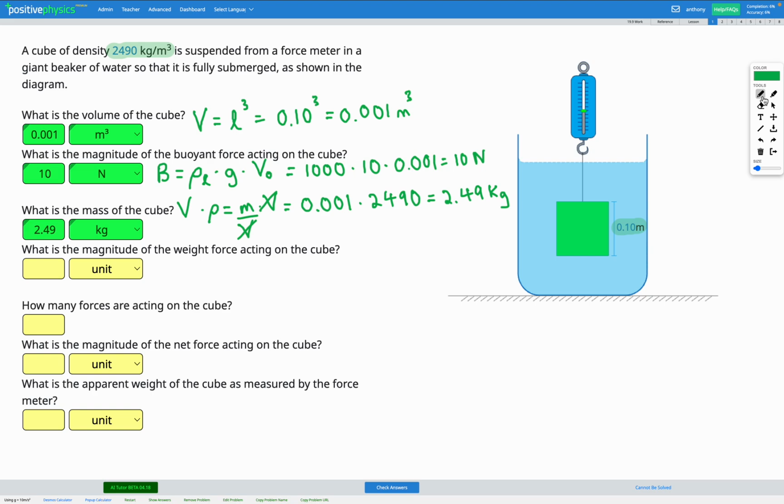Next, to find the weight force, we're going to be using our weight equation. W equals m times g. m is the mass. We just calculated that. It's 2.49 kilograms. Multiplied by g, the gravitational field strength on Earth, which is 10. That gets us a weight of 24.9 newtons. So let's go ahead and fill that in here.